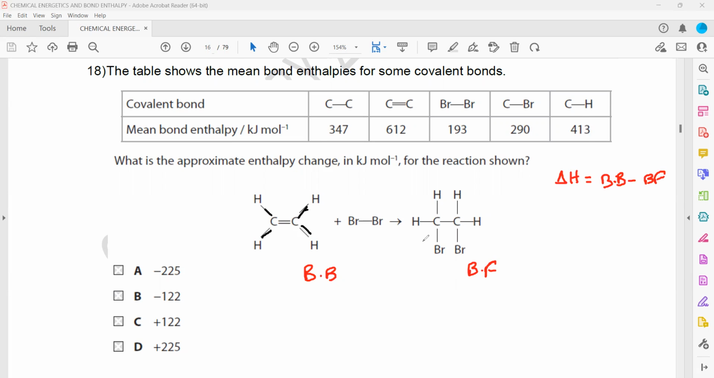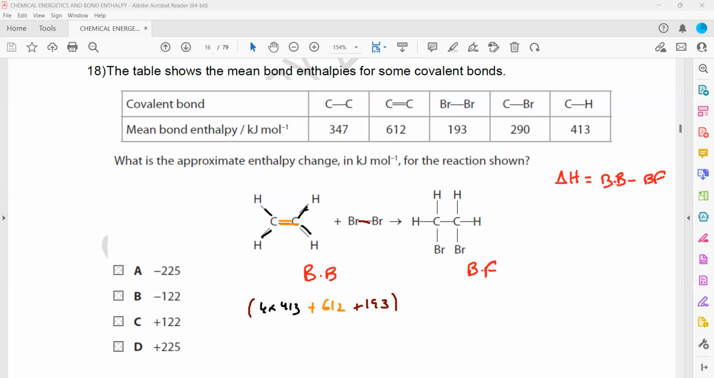Each C-H bond is 430, so it will be 4 multiplied by 430. Then we have the carbon-carbon double bond, which will be 612. Then we have the bromine single bond, that is 193. So this will give us the bond breaking energy.